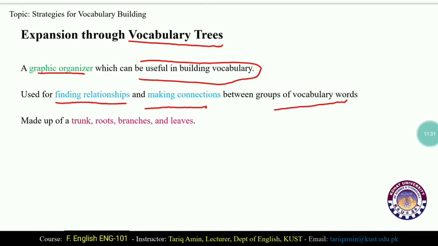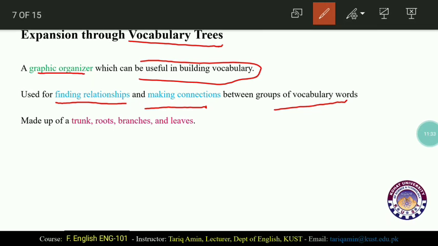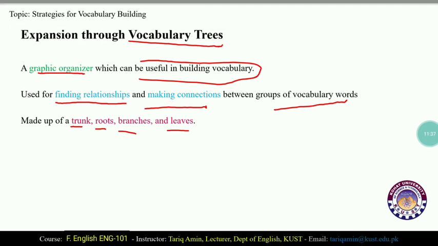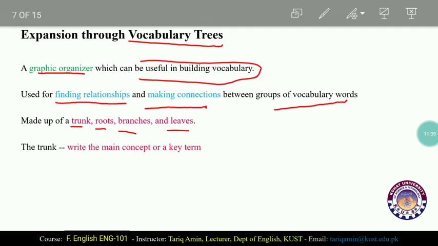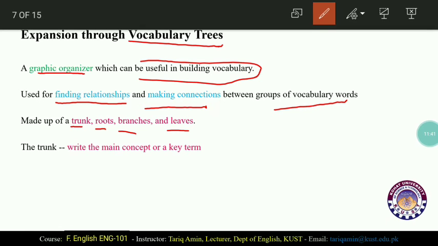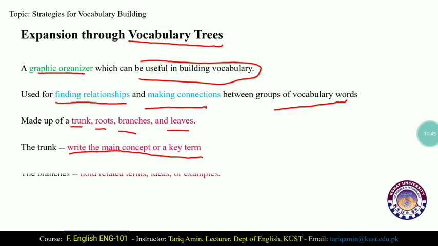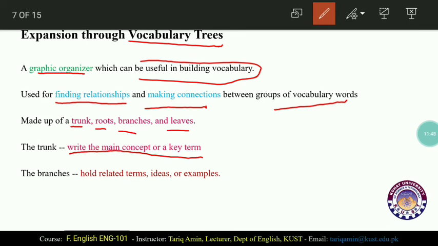It is made up of a trunk, roots, branches, and leaves. In the trunk we write the main concept or a key term. And the branches hold related terms, ideas, or examples.